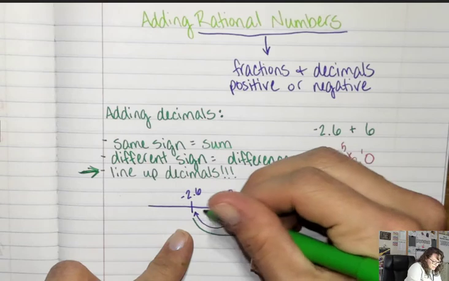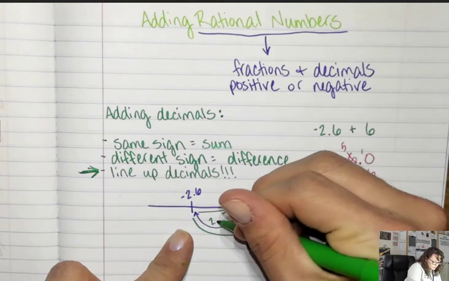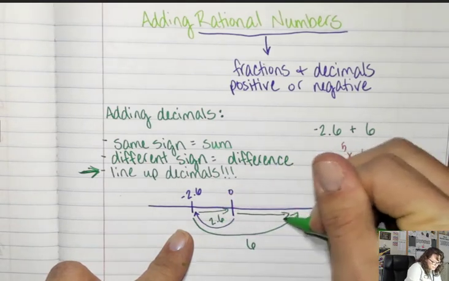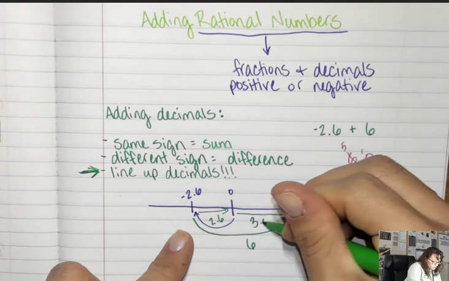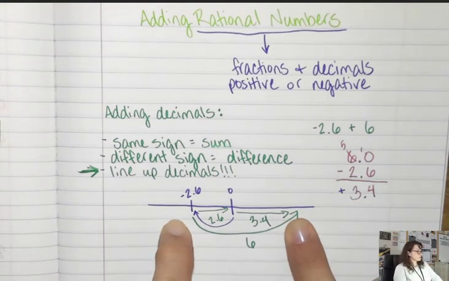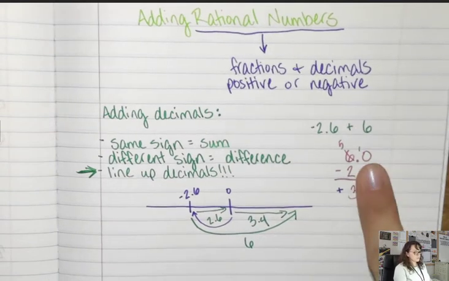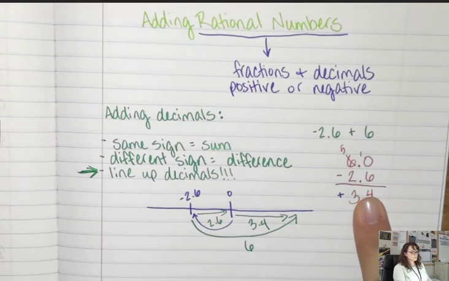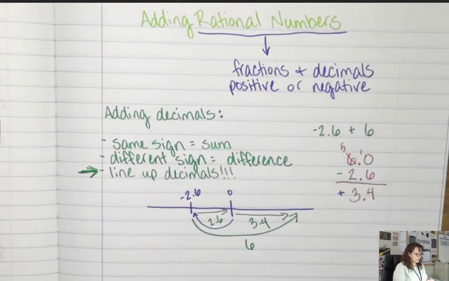So this is 2.6. And then this is 3.4. So if you need a visual, this helps. If you're good with the numbers, this is good. Okay? So this is decimals. Now for the fraction part.